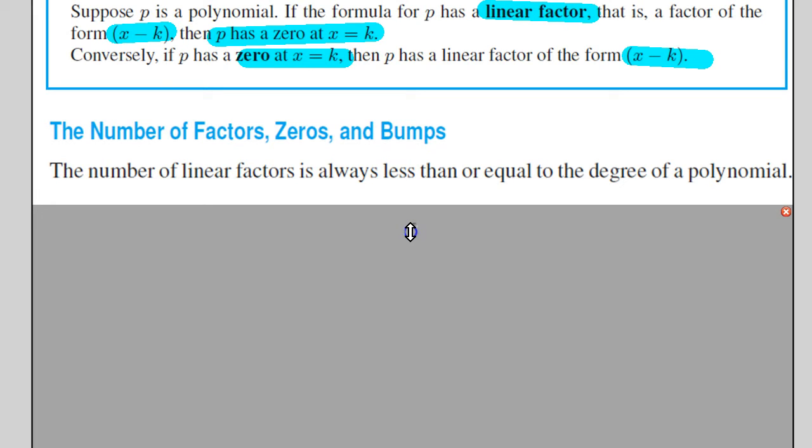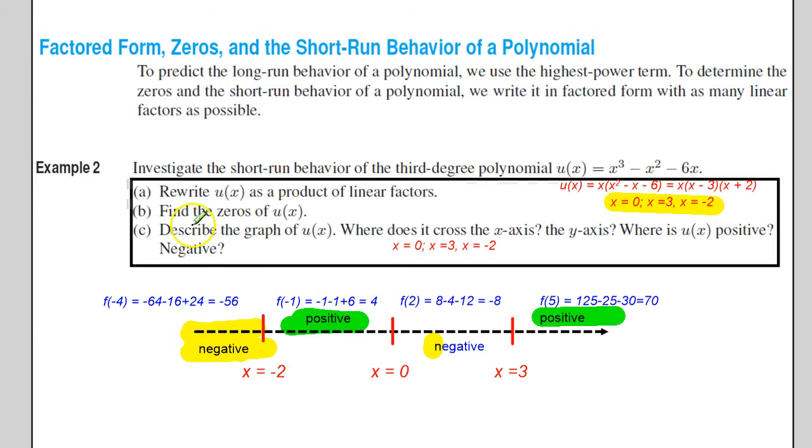It says that the number of linear factors of a polynomial is always less than or equal to the degree of the polynomial. Okay, and I know some of you are saying, what does that mean and how do we know? Well, you'll find out in calculus, but just know and trust me that the number of linear factors of any polynomial is less than or equal to the degree of the polynomial. So in the previous example, we had a third degree polynomial and there were exactly 3 linear factors, x minus 0, x minus 3, and x plus 2.